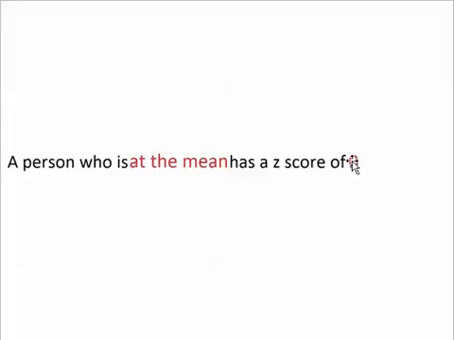For example, if a certain class takes an exam and the mean exam score of the class is 75, then a student in the class who has an exam score of 75 will have a z-score of 0. That student would have a z-score of 0 because that student's exam score was right at the mean of 75.